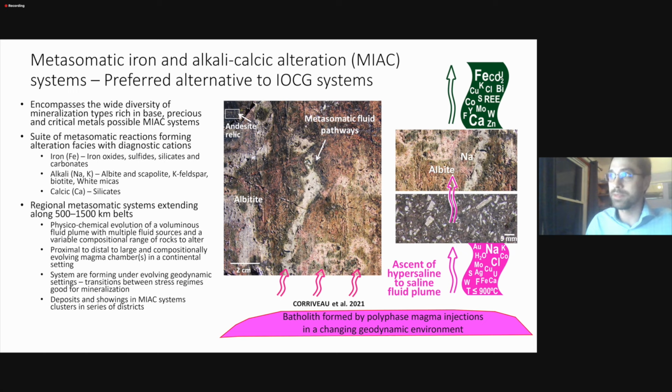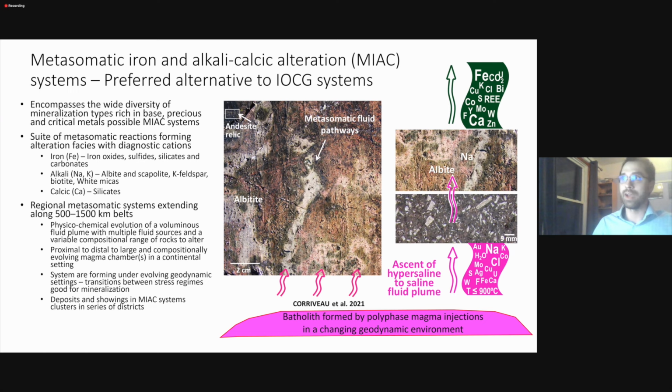So why metasomatic iron and alkali calcic alteration system? And why do we prefer that to other alternatives like IUCG system? One of the first reasons is that not putting IUCG at the forefront of the name of the system better encompasses the wide diversity of mineralization, but also deposit types that are possible in these systems. And also this really reflects part of the metasomatic reaction from which these large hydrothermal systems are formed. So we use different elements or groups of elements in order to name these hydrothermal systems.